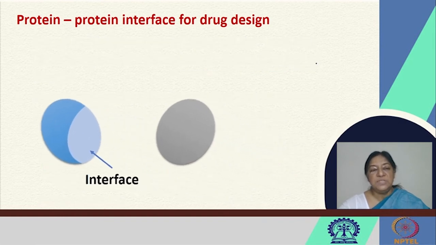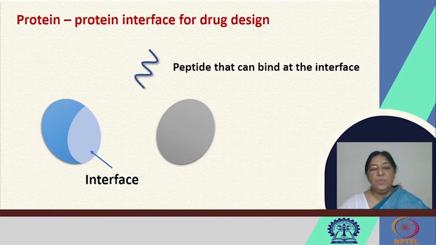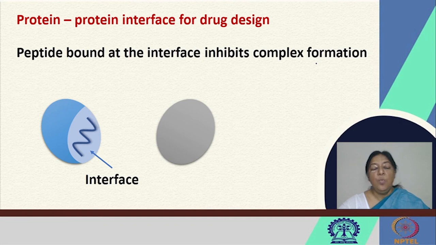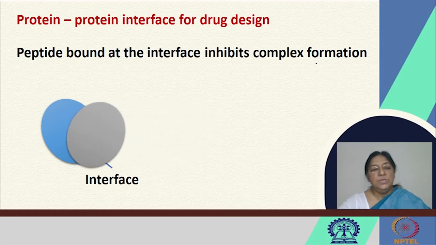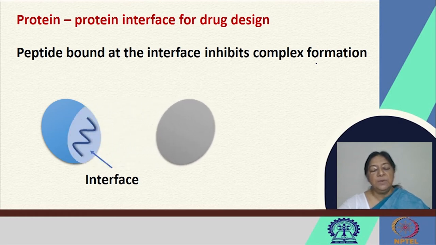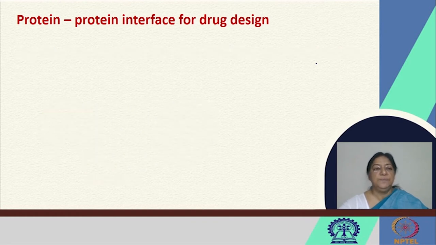So if we have the specific interface and we have a peptide that can bind at the interface, then once the peptide is bound at the interface, this is going to prevent complex formation and will not result in a functional protein, thus inhibiting the specific activity it was performed to do. So this is not possible and we have no functional protein.